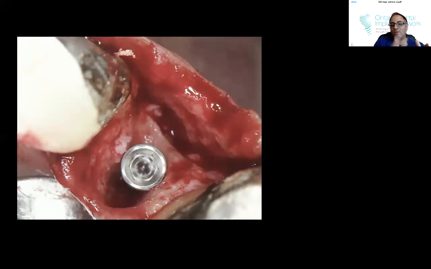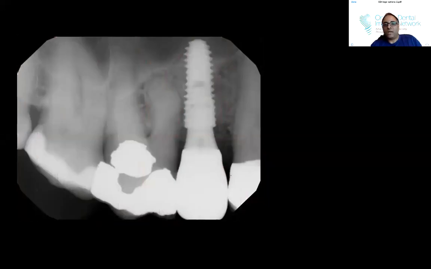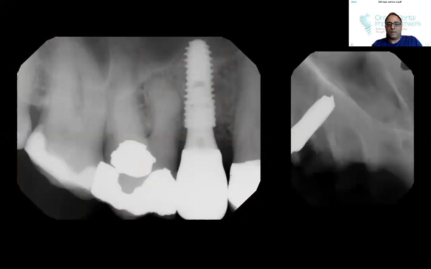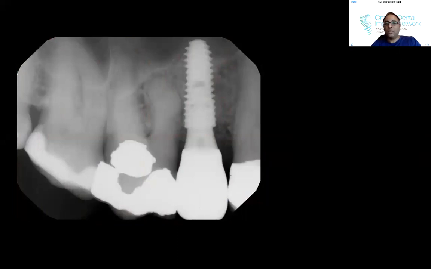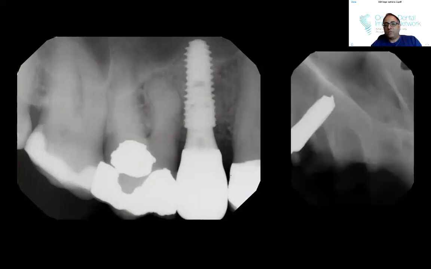So I might do a little bit of a light prep. And again, this is where implants get fun. It's bone manipulation is what you're doing. And then, of course, I grafted the site. There's the implant, a little bit close. So there's the implant and the final crown restored. And again, this case is listed.